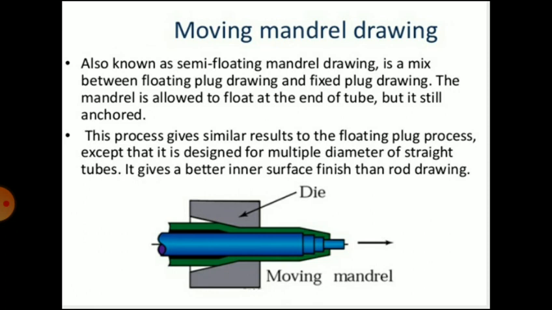So you can see another diagram. Also known as semi-floating mandrel drawing, it is a mix between floating plug drawing and fixed plug drawing. The mandrel is allowed to float at the end of the tube, but is still anchored. So this process gives similar results to the floating plug process, except that it is designed for multiple diameters of straight tubes. It gives better inner surface finish than rod drawing. So this is regarding the wire, rod and tube drawing.